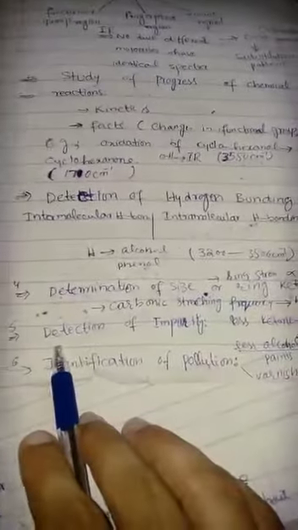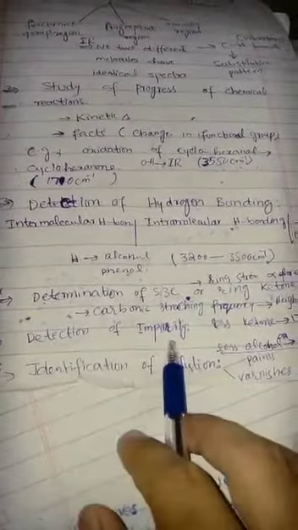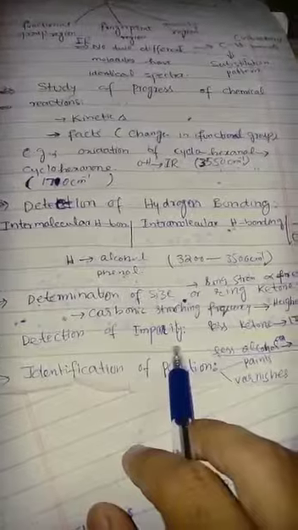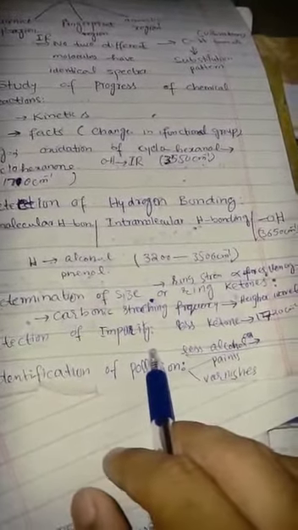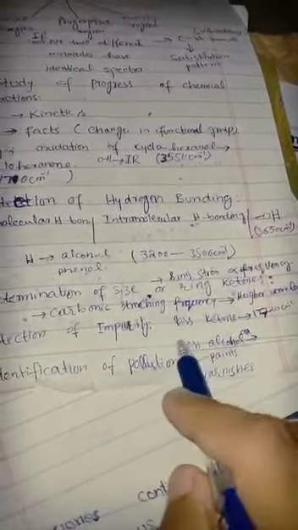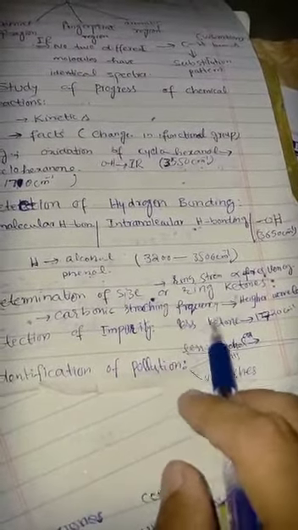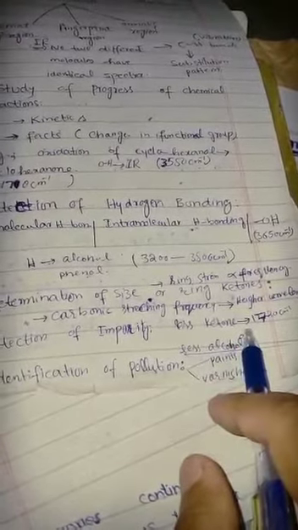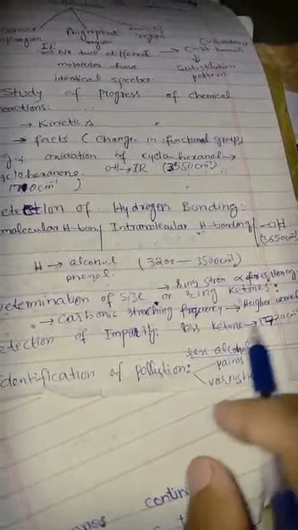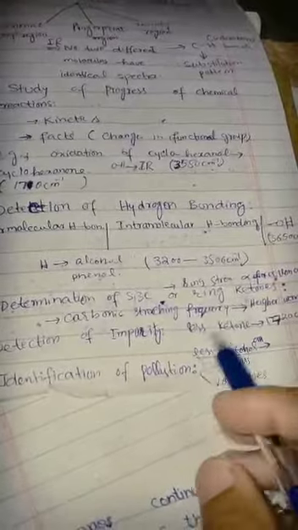Number 5 application is detection of impurity. We can also detect impurities in a compound by their IR spectra. As we know, if there is a ketone in some compound, then its frequency will be 1720 per centimeter, and for alcohols it will be different.